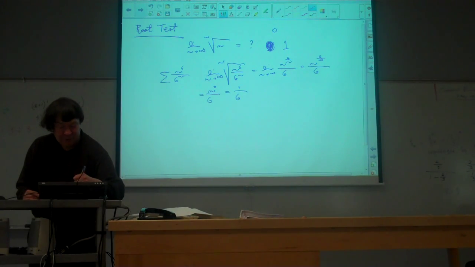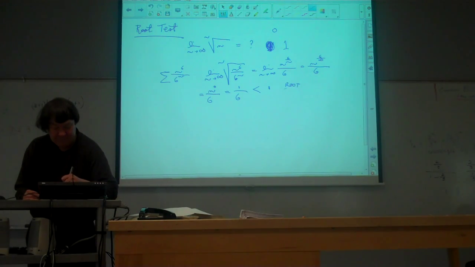Same rules apply. 1/6, this is less than 1. So by root test, it converges.